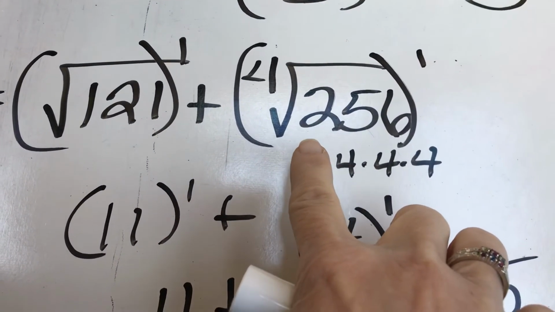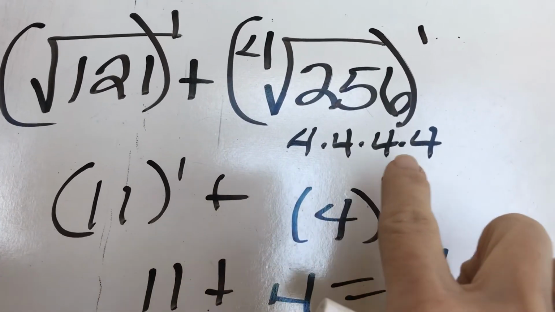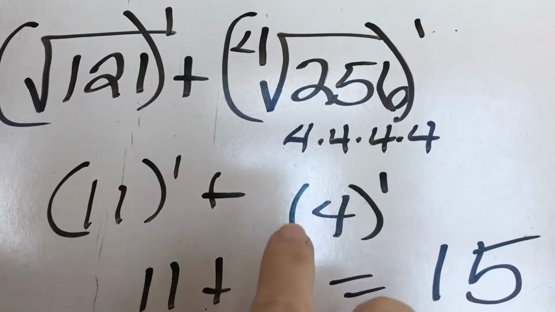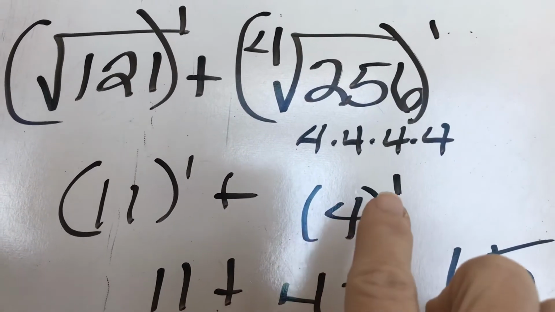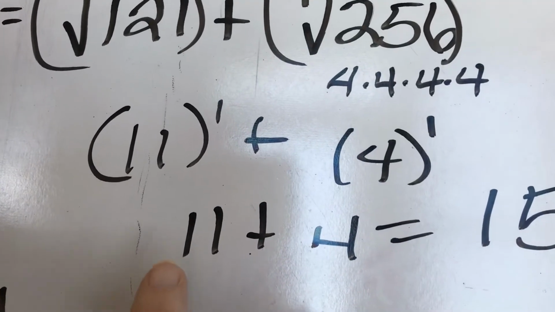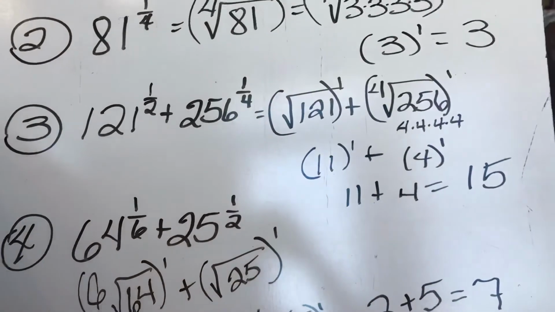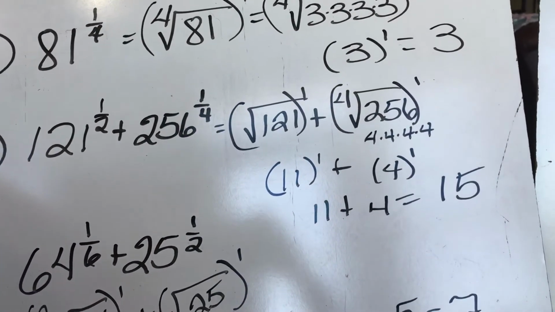And then I want the fourth root of 256. Well, what number times itself 4 times equals 256? 4 times 4 times 4 times 4. So the fourth root of 256 is 4. And when I raise it again to the first power, it's still just equal to 4. So 11 plus 4 would be 15. So I'm going to back out so you can see all of that one.